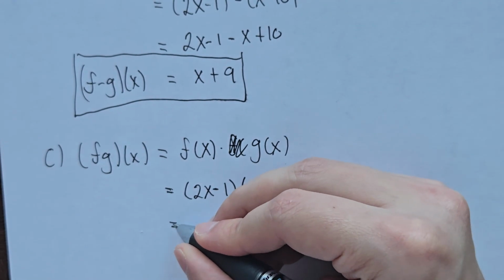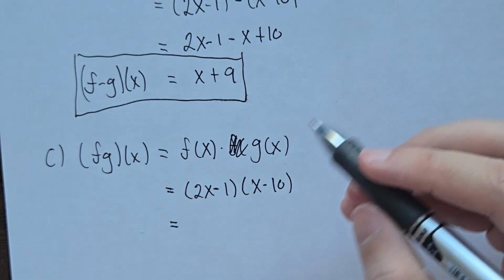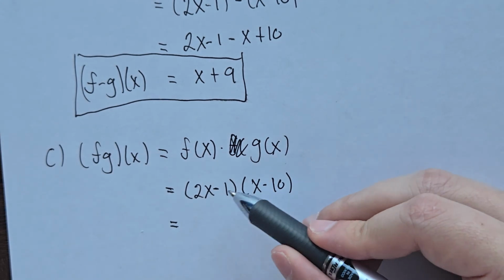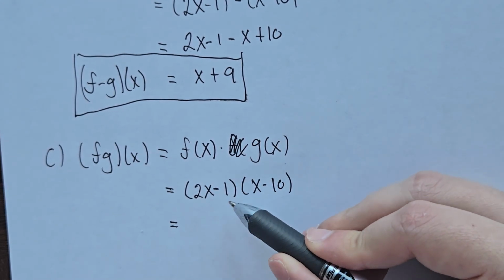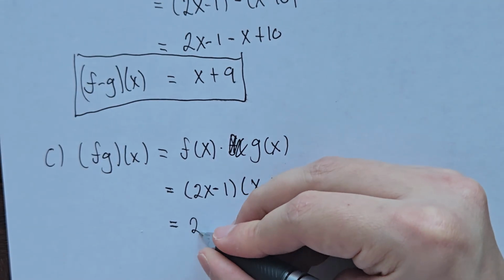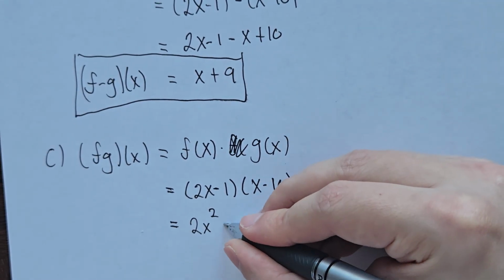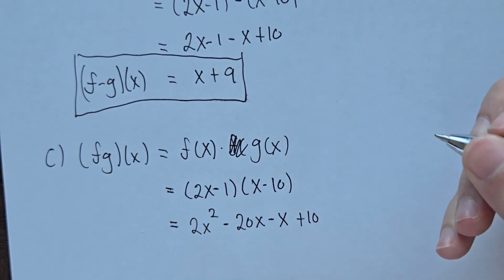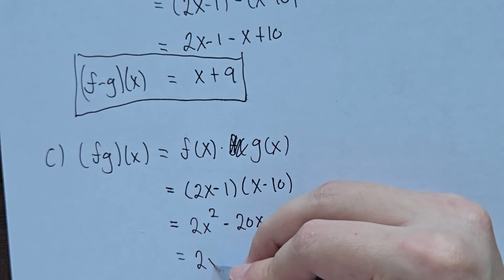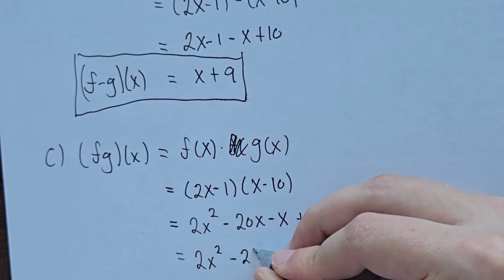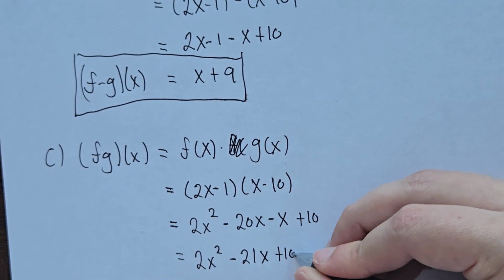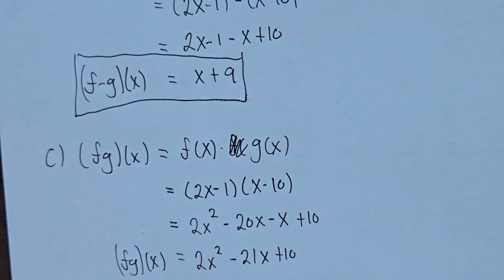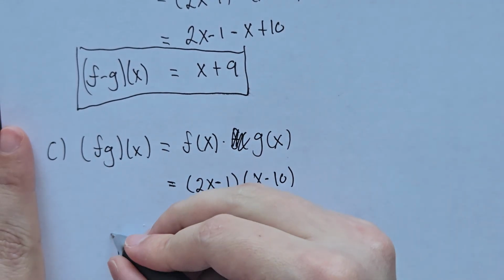Notice that this is setting me up for that FOIL method that we talked about earlier, where you have to make sure to multiply all 4 things that are being paired up here. 2x times x, 2x times 10, negative 1 times x, negative 1 times negative 10. Whenever we do that multiplication, we'll get 2x squared minus 20x minus x plus 10. And then we can combine like terms to get 2x squared minus 21x plus 10. Okay? And that is all that we can combine.